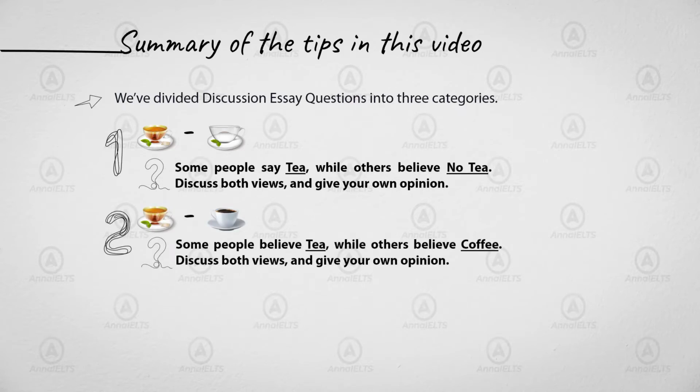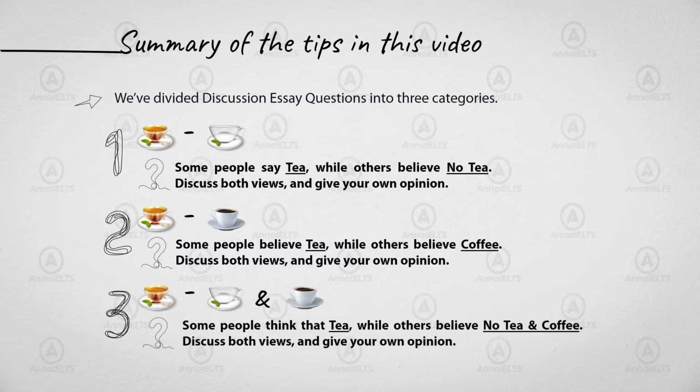The second group is called tea, coffee. Some people believe tea, while others believe coffee. Discuss both views and give your own opinion. The third group is called tea, no tea, and coffee. Some people think that tea, while others believe no tea and coffee. Discuss both views and give your own opinion.